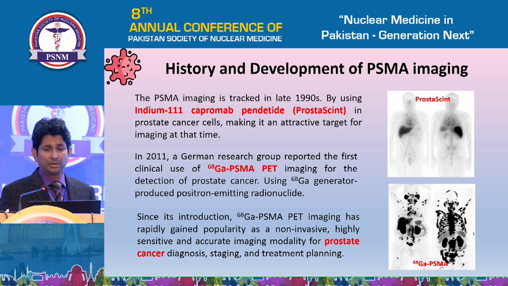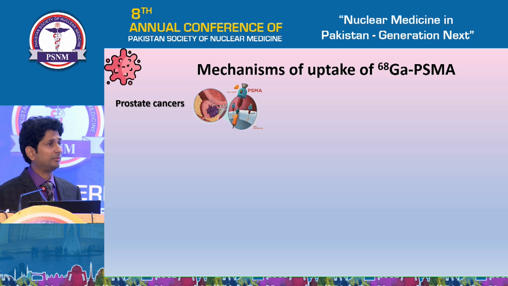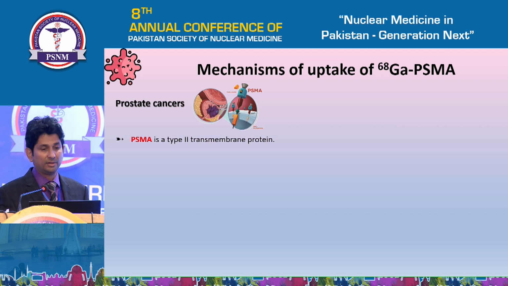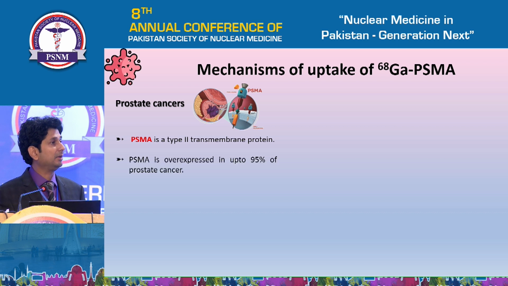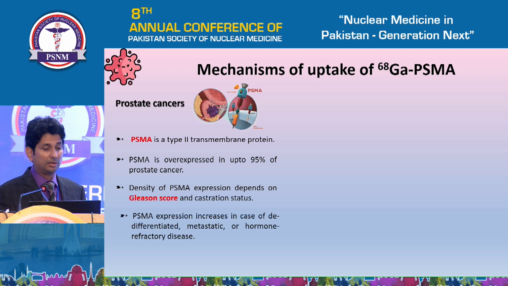There are very good results of PSMA in prostate cancer, as every speaker mentioned. What is the mechanism of localization of PSMA in prostate cancer? It is a transmembrane protein overexpressed in around 95% of prostate cancers. Its density increases with the Gleason score and castration resistance, and expression is also increased in cases of dedifferentiation, metastatic or hormone refractory disease.